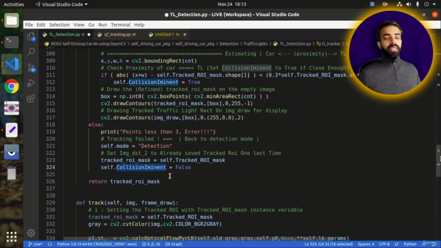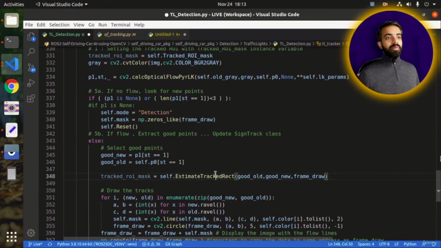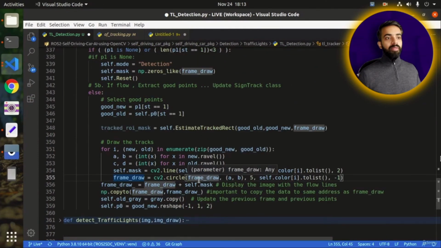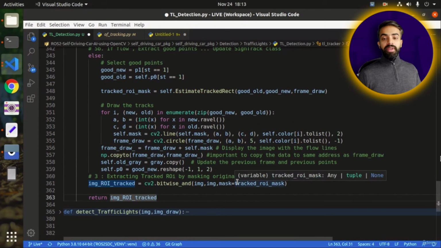Once we've done that, we are finished with this particular function and we can call it inside the track function. So right after we have extracted the good new and old points, we call that particular function, estimate track. This gives us a track region of interest mask, and after drawing all the tracking points, we perform the last step for this track function. That is to simply estimate the track region of interest from that mask. So we use that mask to get the region inside the whole image which represents the track region of interest. This track region of interest will be returned to the user to be used to estimate the state of the traffic light.